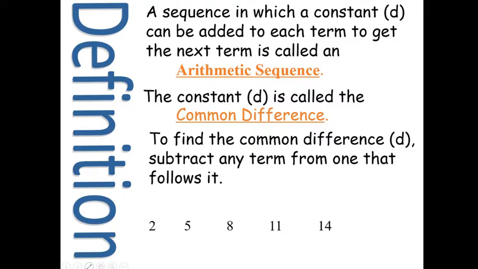So if we have this sequence, 2, 5, 8, 11, 14, we can see that the common difference will be 3. So 5 minus 2 gives you a 3, 8 minus 5 gives you a 3, 11 minus 8 gives you a 3, 14 minus 11 gives you a 3. So the common difference will be 3.